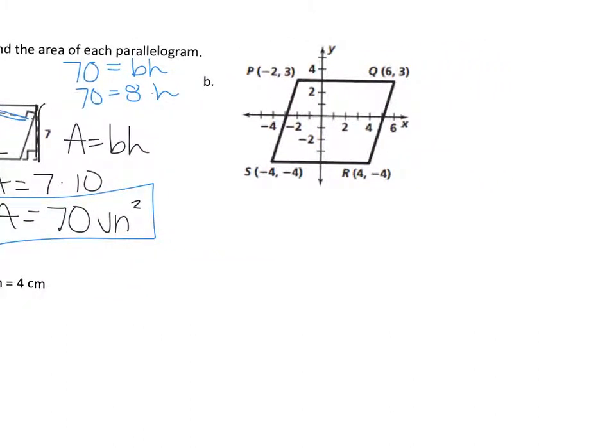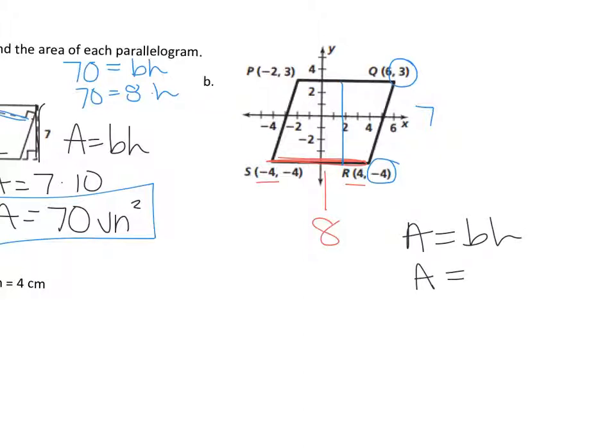So I'm going to use, this is my base. So this is 8 units because we're going from -4 to 4. And then my height is going to be the vertical line that connects the two. So if my coordinates are going from -3 or -4 to 3, this is 7 units. So write the formula, area equals base times height. Area equals 7 times 8. Area equals 56 units squared.